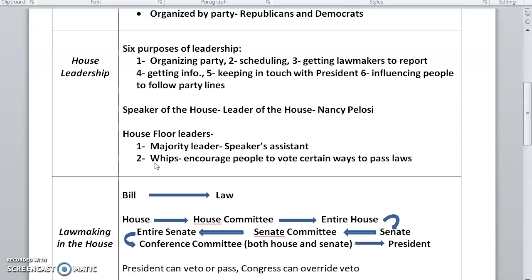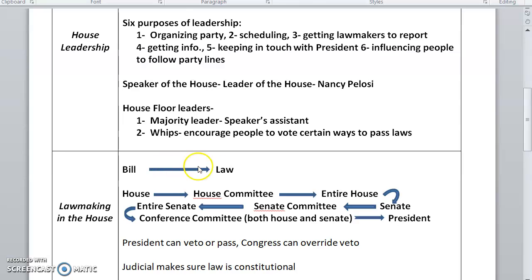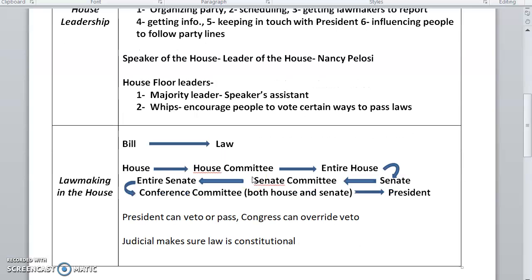So these people are constantly going to the other members of the House and getting them to vote one way or another. Okay, we have already discussed how we make laws, but it's important to go over again here as we're talking about the groups of people who actually make the laws. So the bill to law process, remember, starts with an idea. Anyone can give one of our Congress people an idea. In this case, we're going to start with the House because we're talking all about the House of Representatives here.